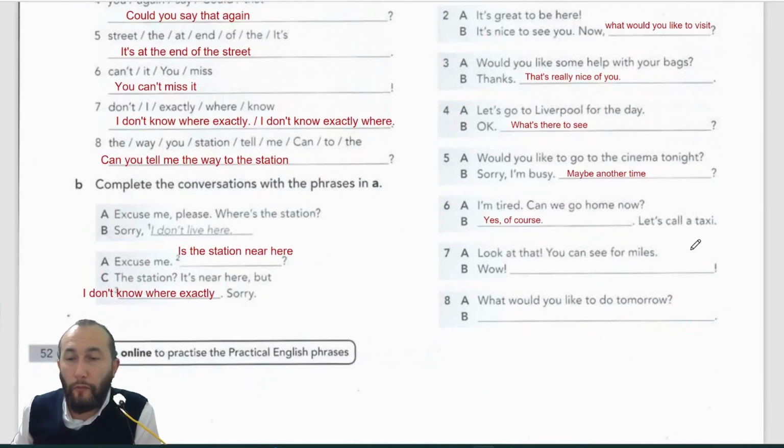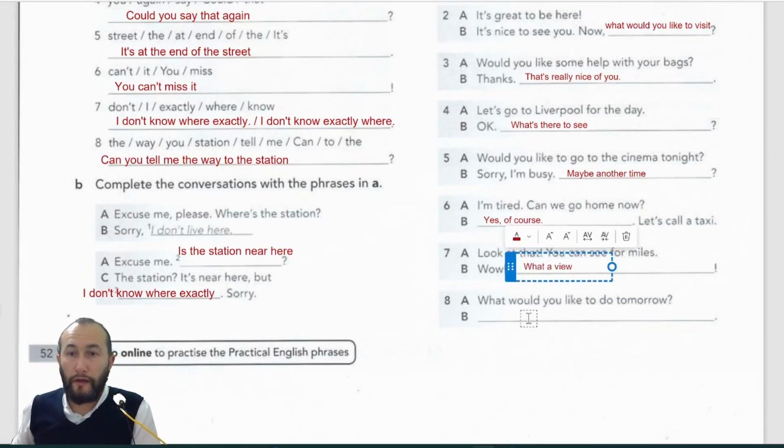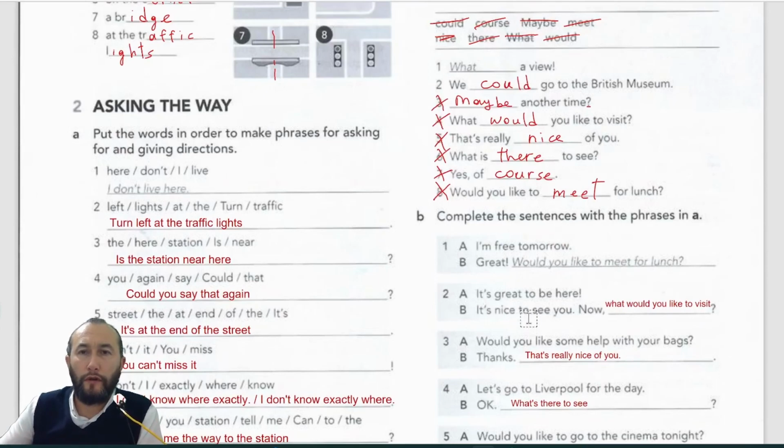Look at that. You can see for miles. Wow. Number 7, what a view, right? So we're going to write here, what a view. So 1 is also gone. That's it. And we've got 1 left. Obviously, that would be the last: we could go to the British Museum.